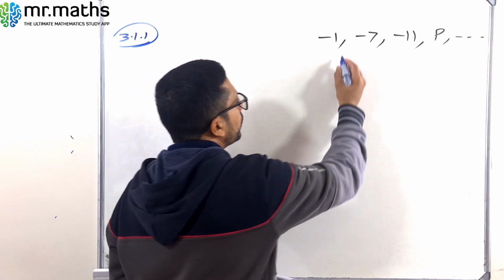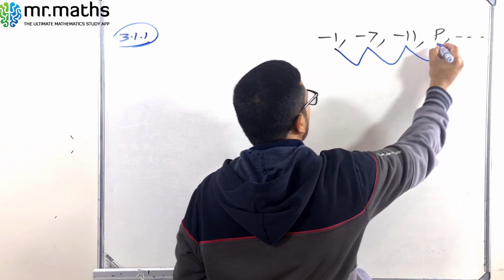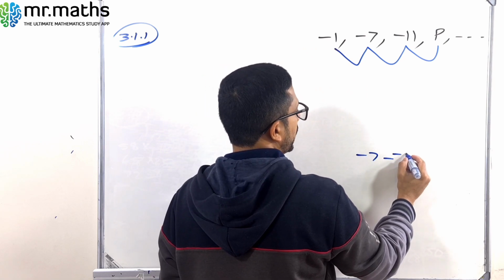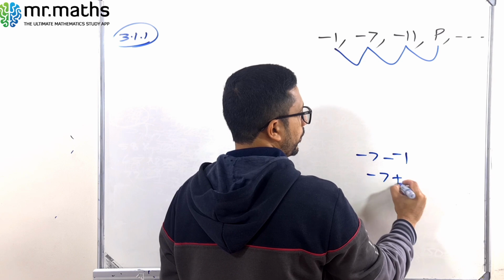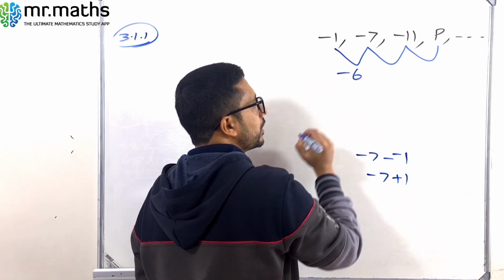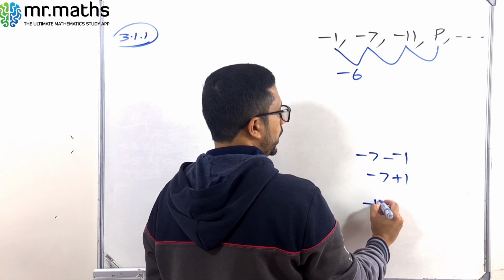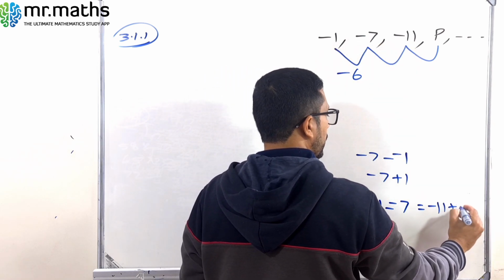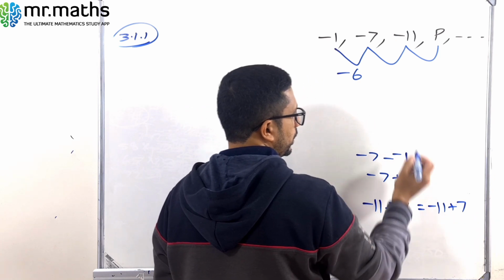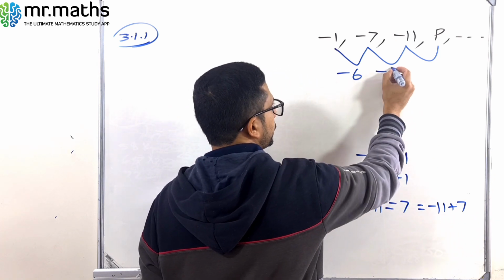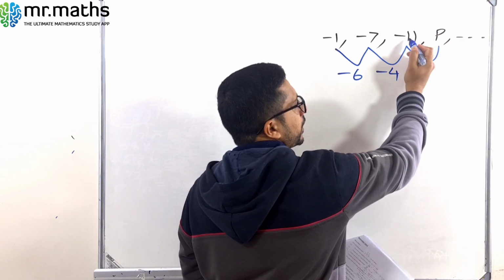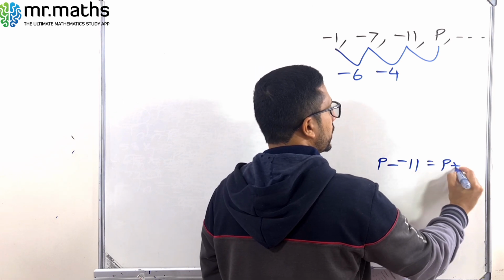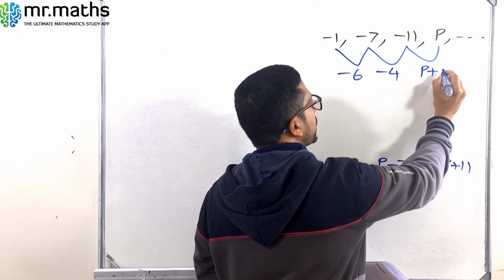Okay. So now we can find the first differences first. t2 minus t1: -7 minus -1, so it is -7 plus 1, so here it is -6. Then next one, -11 minus -7, so it is -11 plus 7. So what is that? It is -4. Am I right? Next one, p minus -11, so it is p plus 11. So this one is p plus 11.